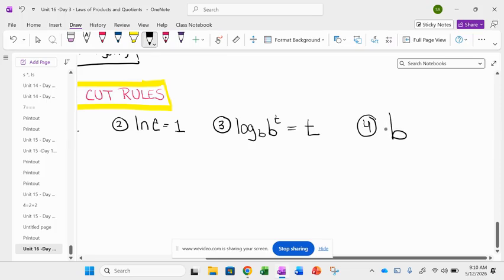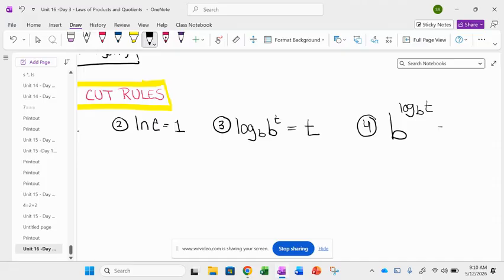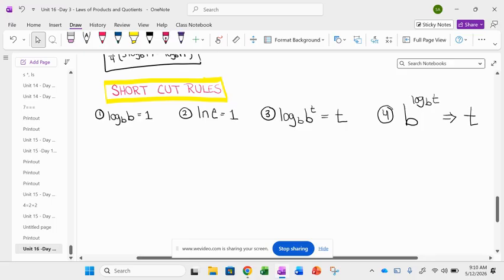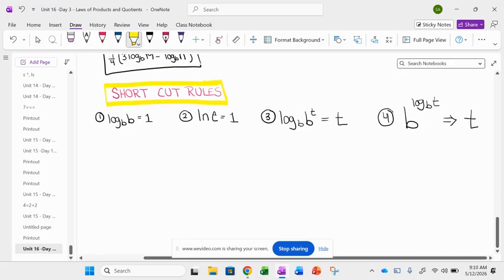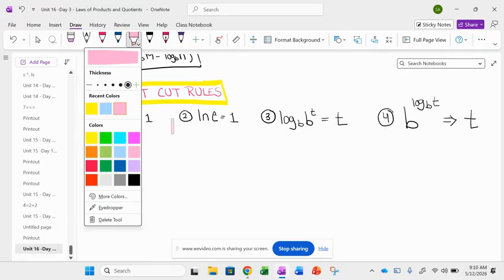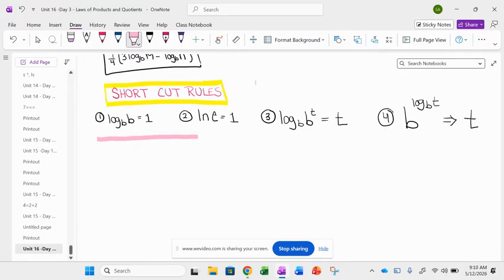If I have b raised to the log base b of t, that's going to equal t. The first two shortcuts are essentially the same thing, I'll explain to you why in a minute. Do you think we need to memorize these shortcuts? Absolutely.